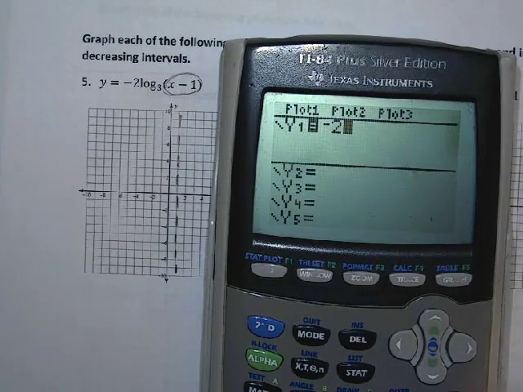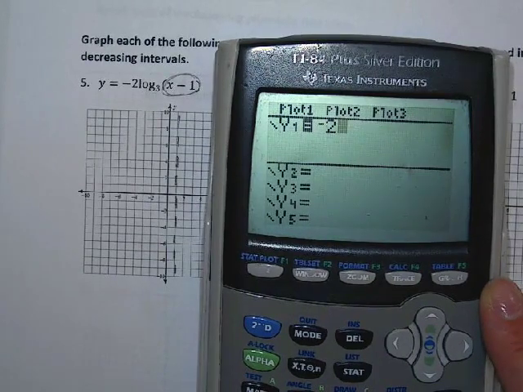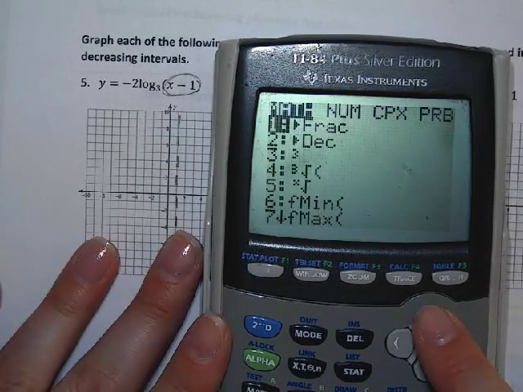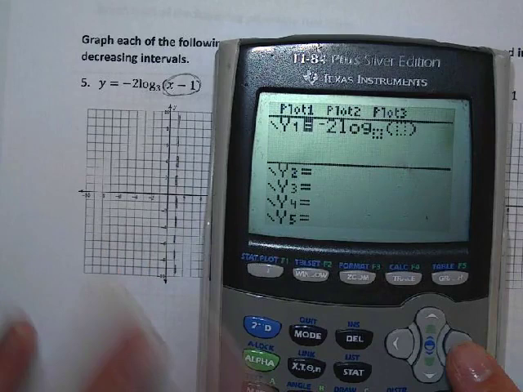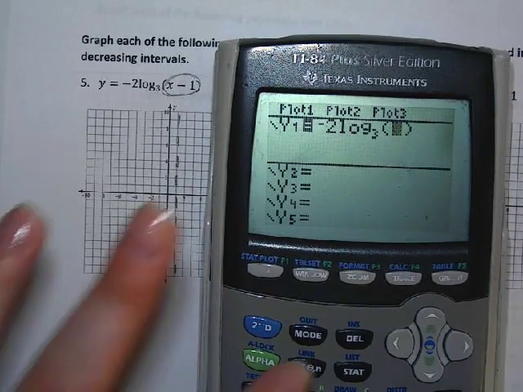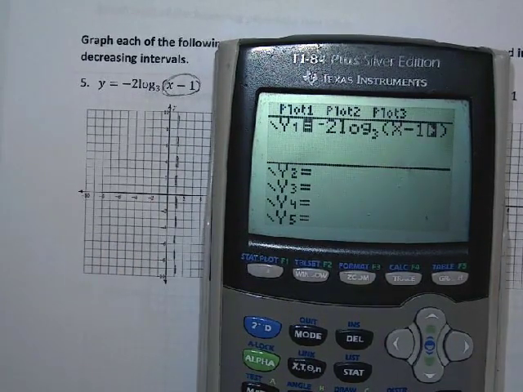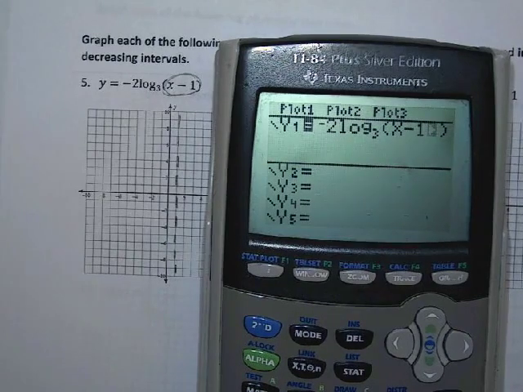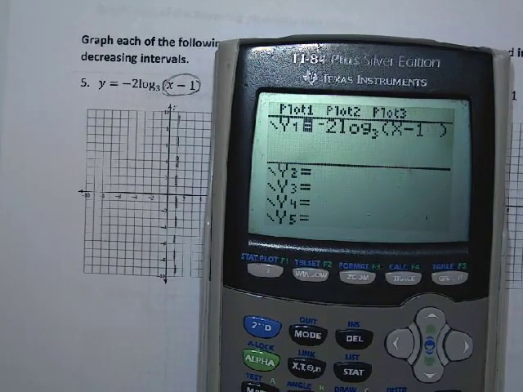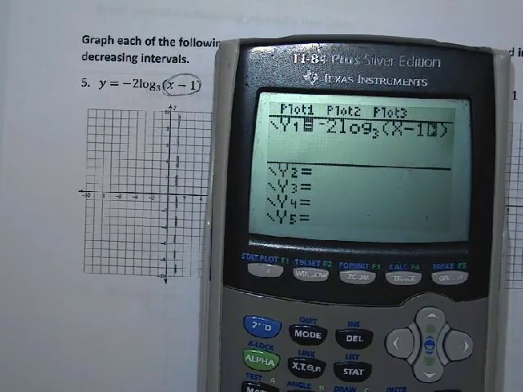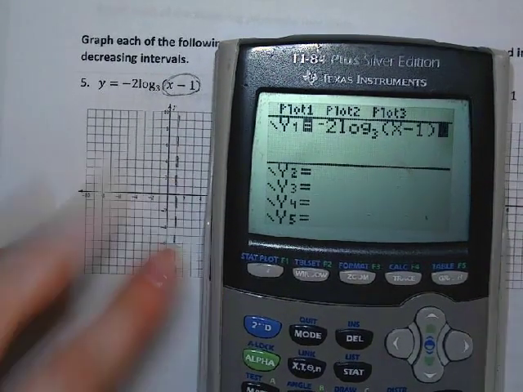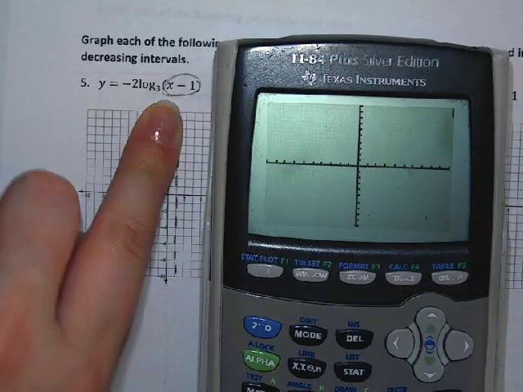I'm going to hit -2. How do I get the log on the screen? Math, up, up. Log base 3 of x minus 1. And if we just hit math and then hit A, would that work? It would be alpha A. If you hit alpha A, it would go straight there. Okay. All right, so we've got this. We can go ahead and graph it.